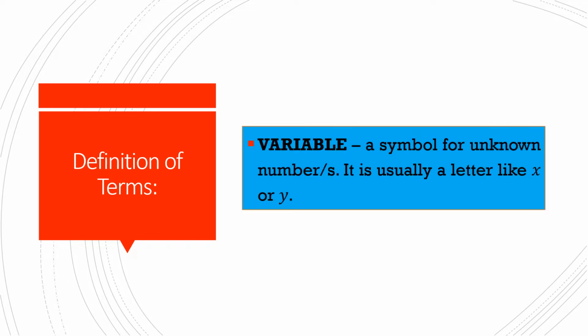Number 3, we have the term variable. It is a symbol for unknown numbers. It is usually a letter like x or y, or in our first examples, we used the letter n, but again, you can use any letter.